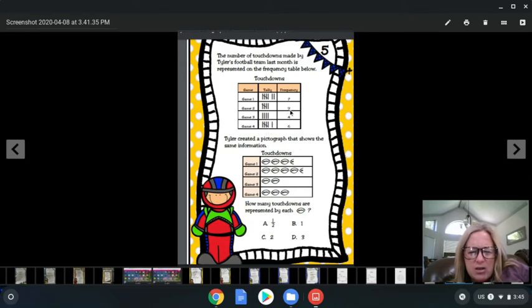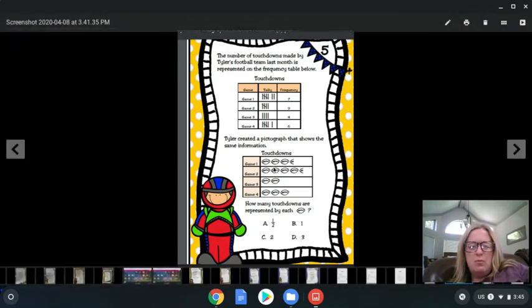Looks like right here, it says 9, and that's not correct because to me that is 5. Okay, so we are going to pretend that there's 9 right there. So Tyler created a pictograph that shows the same information. So game 1, game 2, game 3, game 4. So my question is, how many touchdowns are represented by each football?